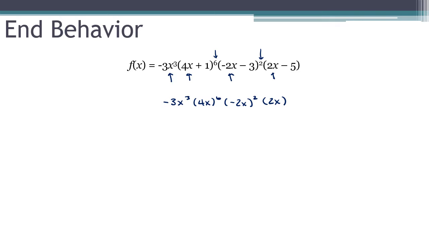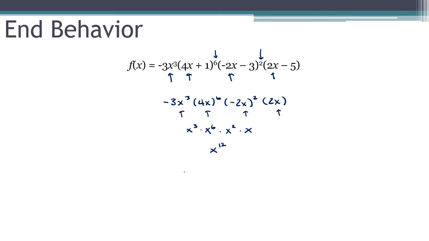All right, so let's think about what happens to the variables first. I'm going to get x to the third, x to the sixth, x squared, and x. 3, 6. I'm adding up the exponents, right? x to the third times x to the sixth times x squared times x. You add the exponents together. This is x to the 12th.